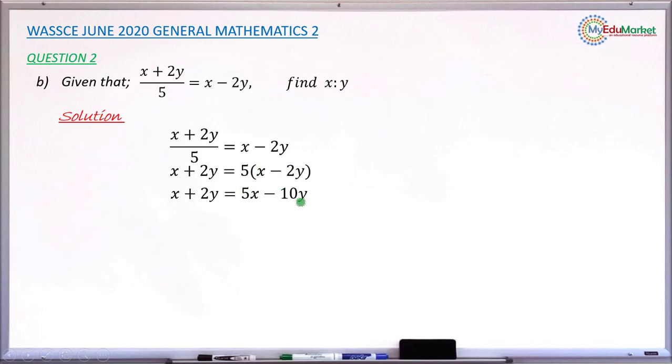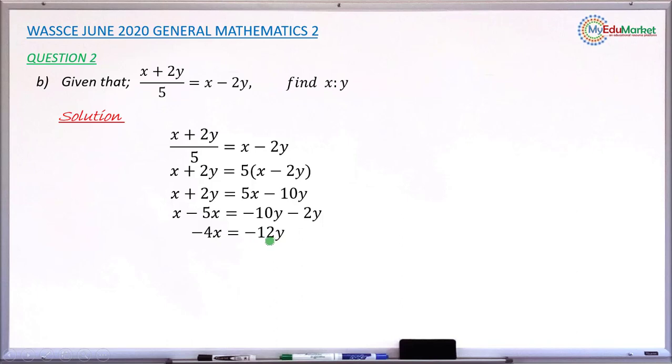5 times minus 2y is minus 10y. Next is to collect like terms, that is all in x by the left, all in y by the right. So this 5x will now be shifted to the left, it becomes minus 5x. And this plus 2y will be shifted to the right, it also becomes minus 2y. So you now have x - 5x = -10y, which I copied, then - 2y. x - 5x gives answer -4x, and -10y - 2y gives answer -12y.